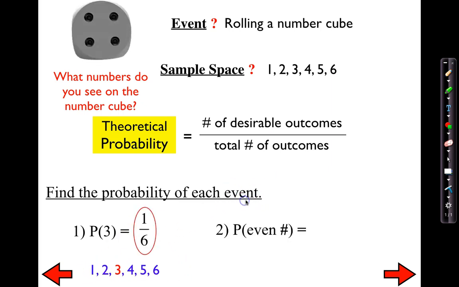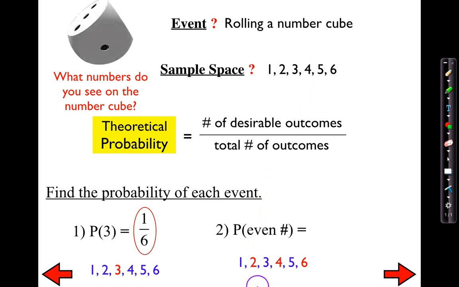Okay, what's the probability of an even number? Well, we're still looking at the same exact sample space, 1, 2, 3, 4, 5, 6, but we're specifically looking at the even numbers, so 2, 4, and 6, which means that is 3 out of 6, which reduces to 1/2.